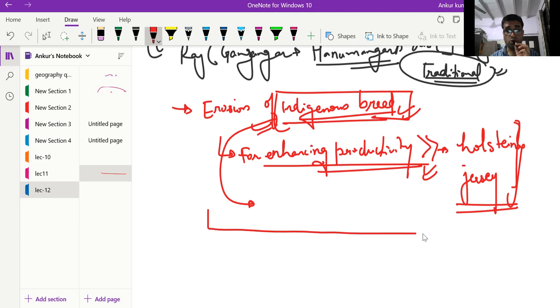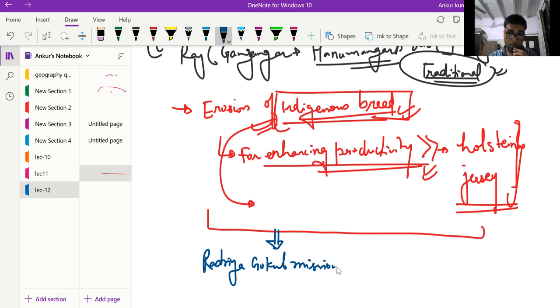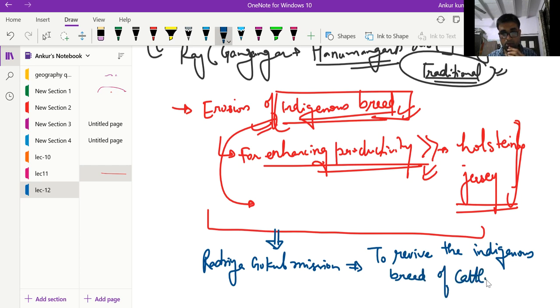But for correcting this problem also, government introduced a scheme, that is the Rashtriya Gokul Mission, right? And the main target of this mission is to revive the indigenous breed of the cattle. So this is the main target of this program, right?